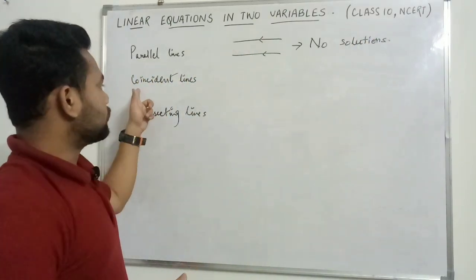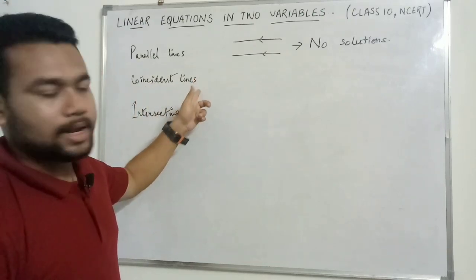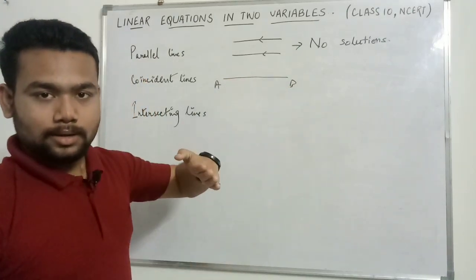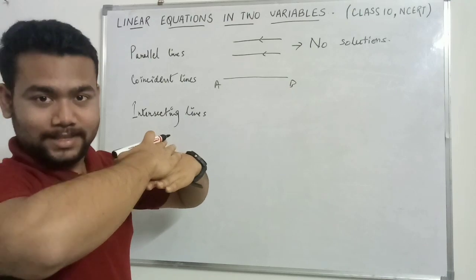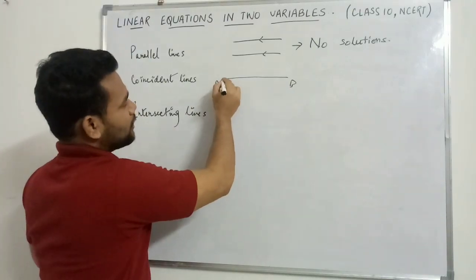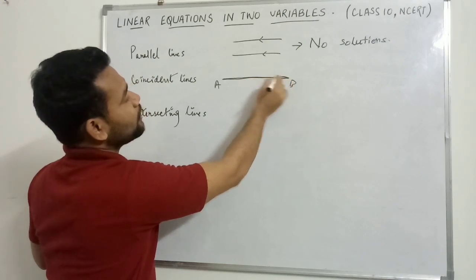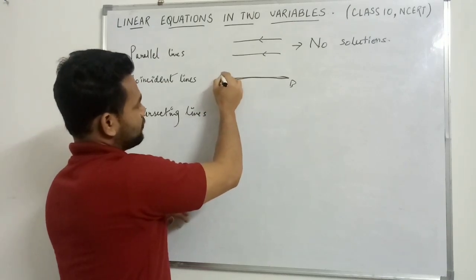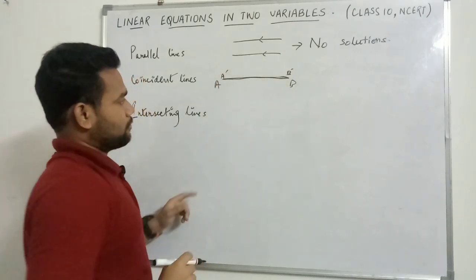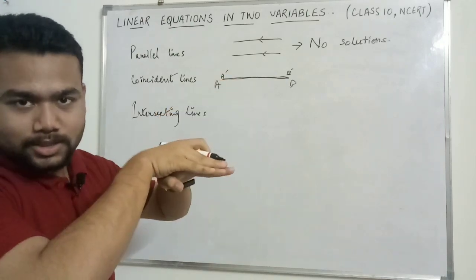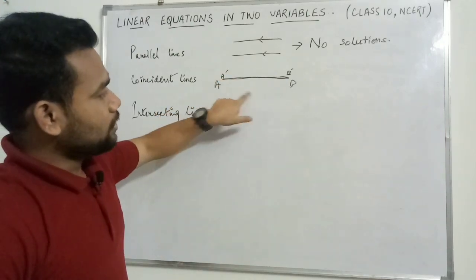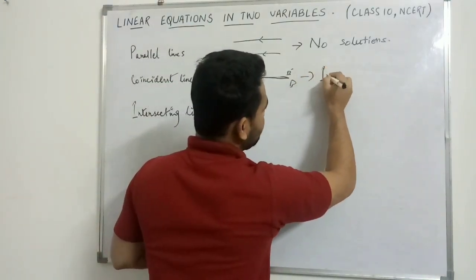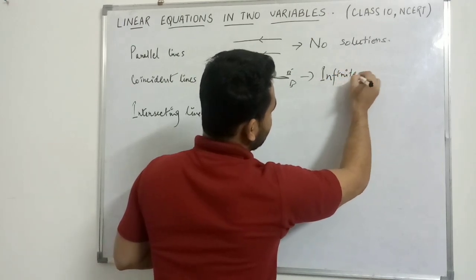So let's go for the second one, coincident lines. Coincident line means let AB be a line. Coincident means lying over each other, totally overlapping each other. So we draw another line, A dash B dash, over AB. Two lines are there, overlapping each other. That is coincident. Totally covering each other means it will have infinite number of solutions.